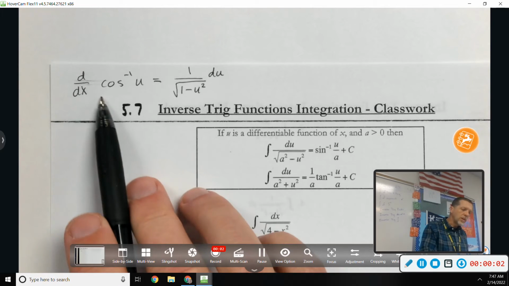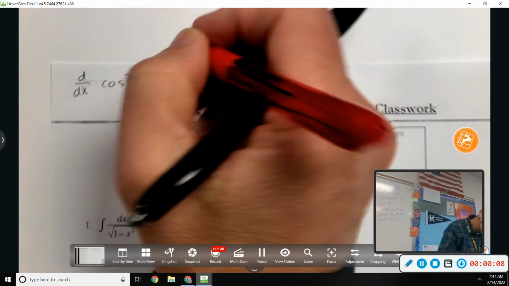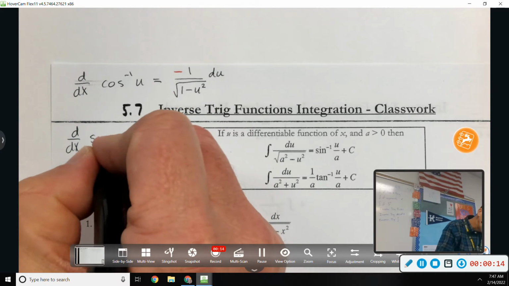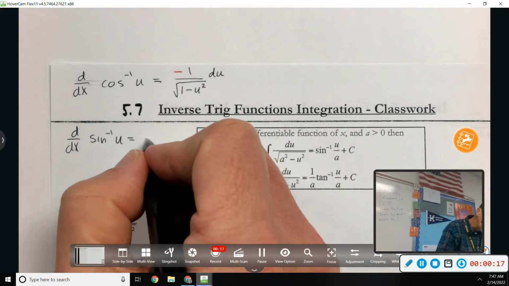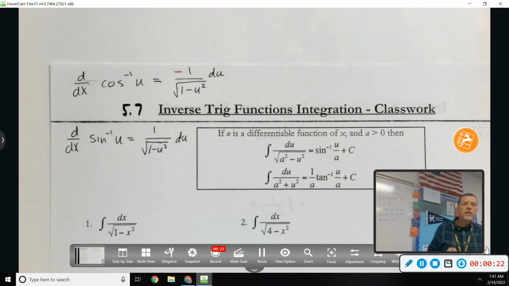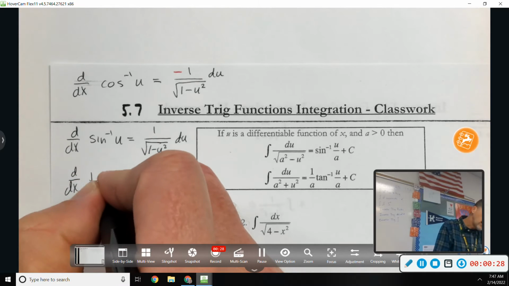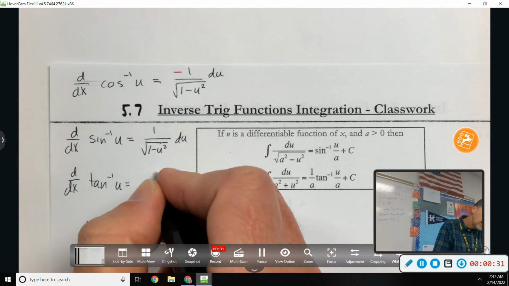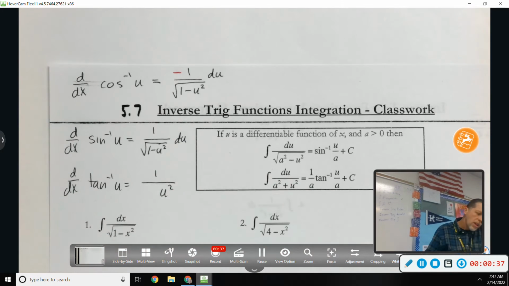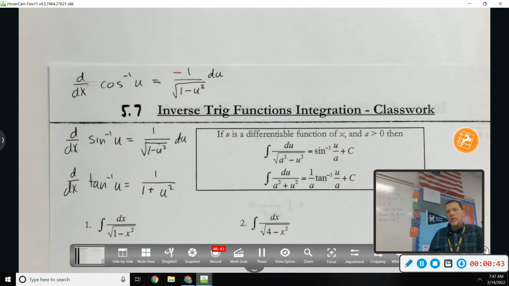So let's, again, start with the derivatives, and then we'll look at the integrals. So the derivative of inverse cosine has a negative. The derivative of inverse sine is exactly the same thing, except it doesn't have a negative. And then the derivative of inverse tangent, again, they're all 1 over. They all have a u squared and a 1. Tangent is 1 plus u squared, and it doesn't have the square root.